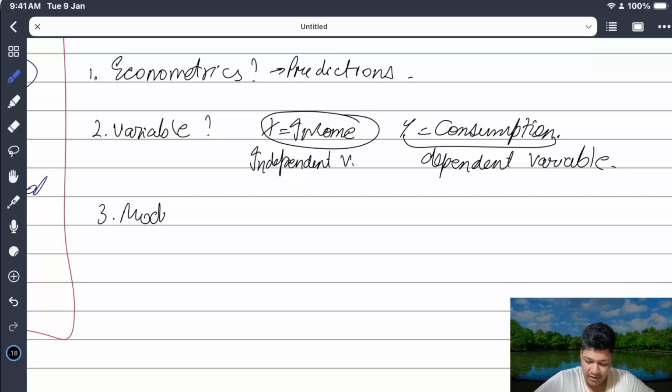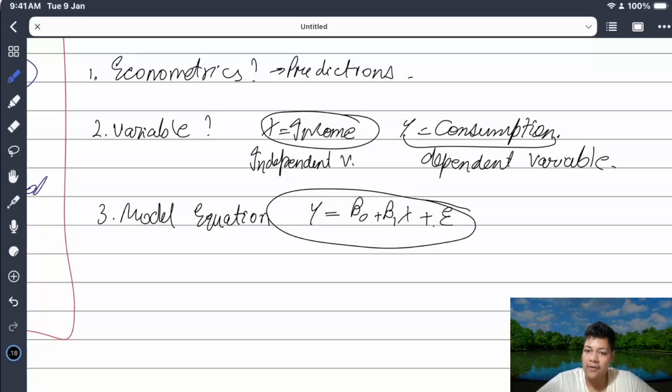Now I have given the model equation. What was that model equation? The model equation was y is equal to beta naught plus beta 1 x plus e. Let's interpret this. Y is the consumption, x is the income, x is the independent variable, y is the dependent variable, right? Beta naught was the intercept, beta 1 was the coefficient, e is the error term.